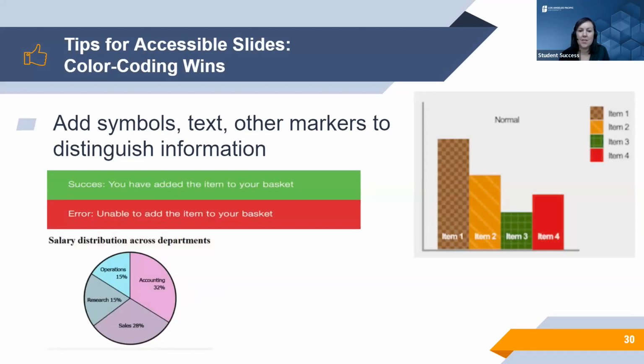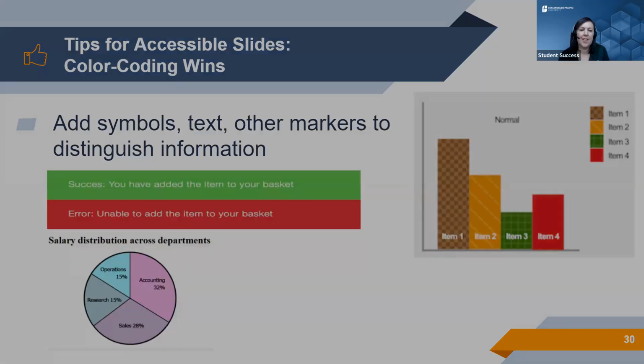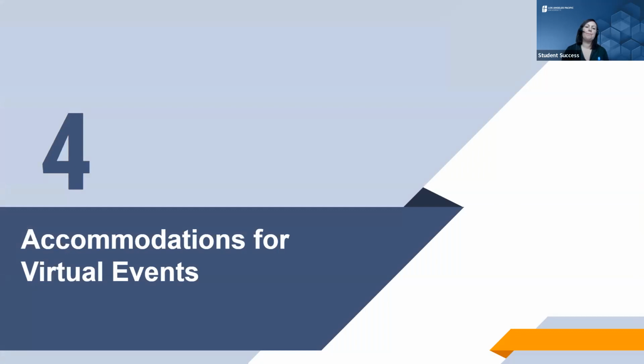That might be text, that might be boundary lines or labels on a chart, that could be shapes or shading. There's different ways to do it. Those are some examples as an extra layer to think about. So those are some great tips for slides.